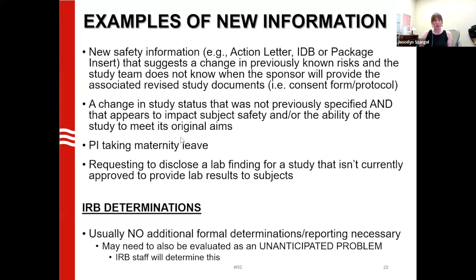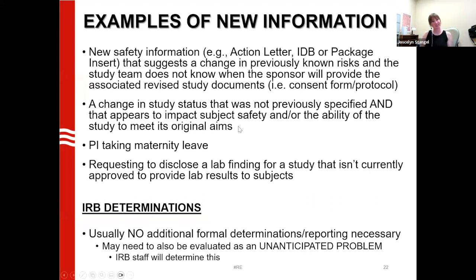So unlike non-compliance, where we're evaluating whether it meets the definitions of serious or continuing, or potential UPs, where we're evaluating if it meets the formal definition of a UP, there's usually not a formal determination to be made with these new information reports. And again, whenever you submit into Arrow, you're asked to select which category. It is helpful if you do make the right selection, but we're always evaluating that on our end, so don't stress out if you don't get it exactly right.